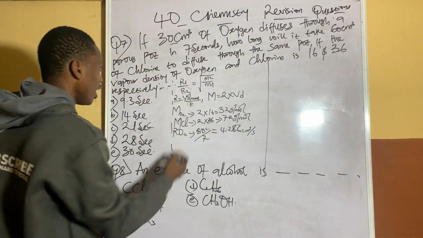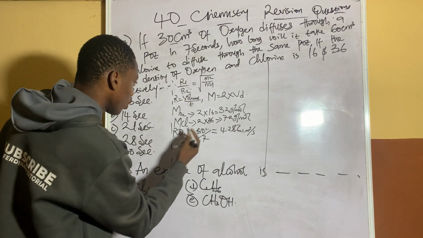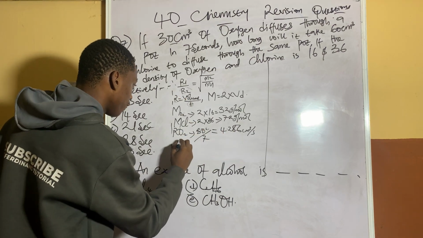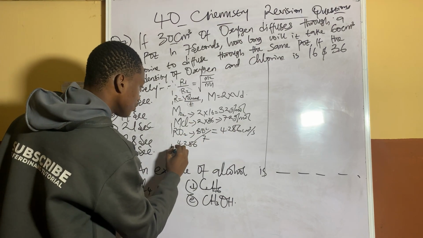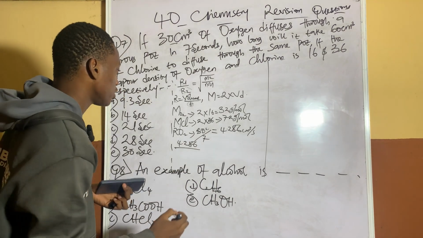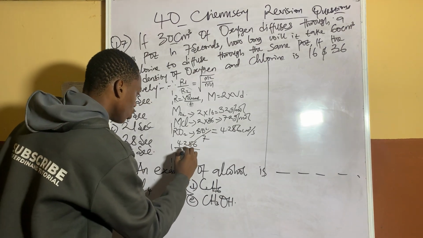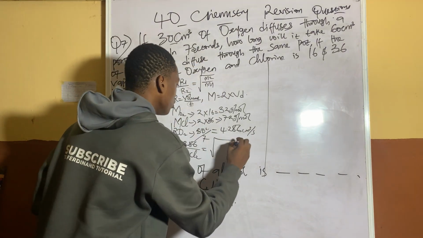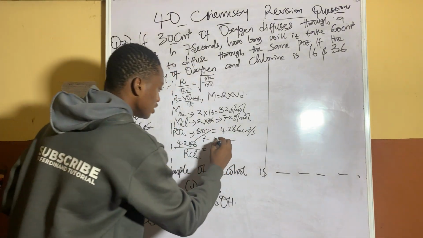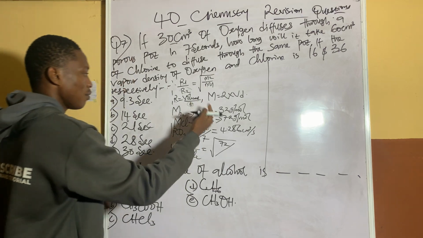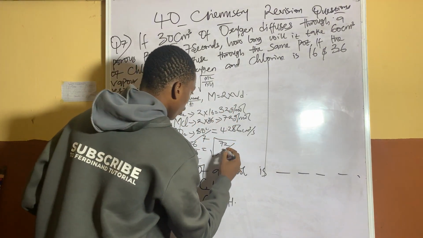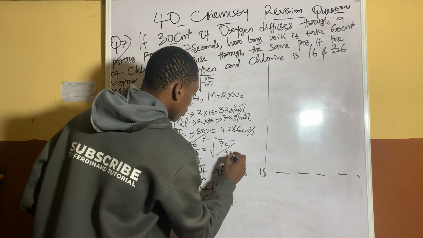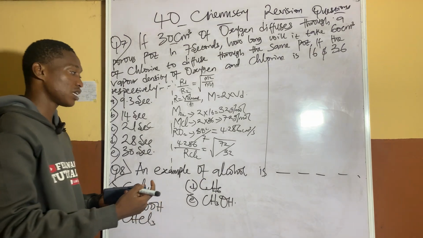So let's start solving. Anywhere I see R1, I'll put rate of oxygen. What is my rate of oxygen? 4.286. Anywhere I see R2, what will I put as my R2 now? My R2 is unknown, rate of chlorine. Anywhere I see M2, what will I put as my M2, which is mass of chlorine? 72. Anywhere I see M1, which is molar mass of what? Of oxygen, which is what? 32. I'm not talking about mass, molar mass. Please don't make a mistake.